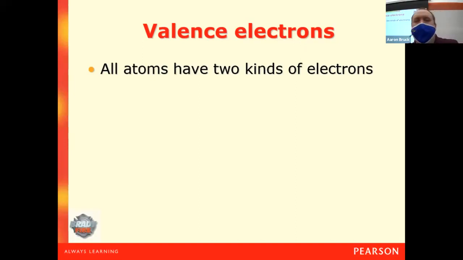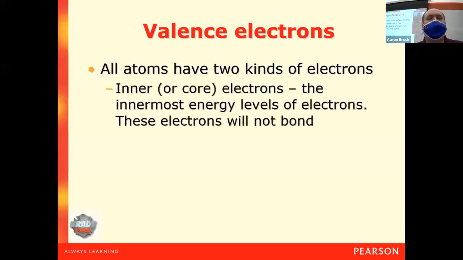Now, in an atom, there are two different types of electrons. There are the electrons that are on the inside. We call those the core electrons. They occupy all of the energy levels kind of close to the nucleus. And as a result, they're kind of like the nucleus in the sense that they really aren't responsible for chemical bonding at all.